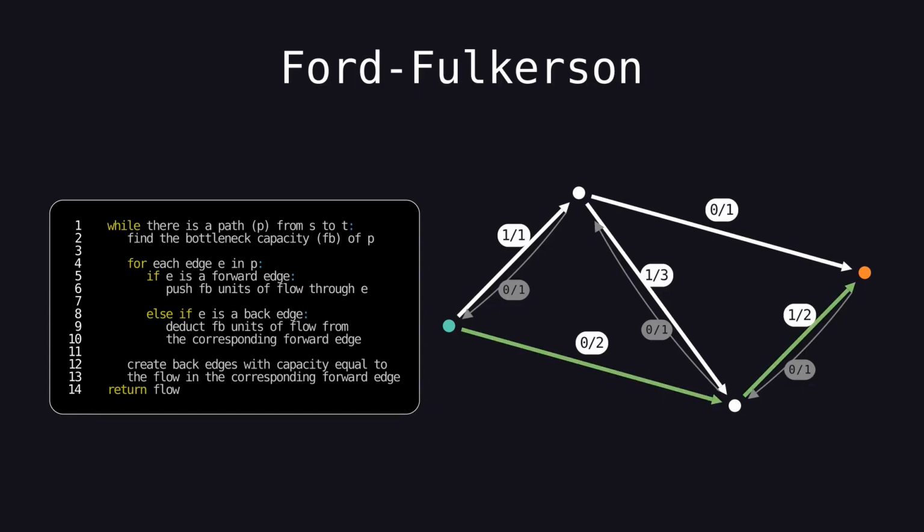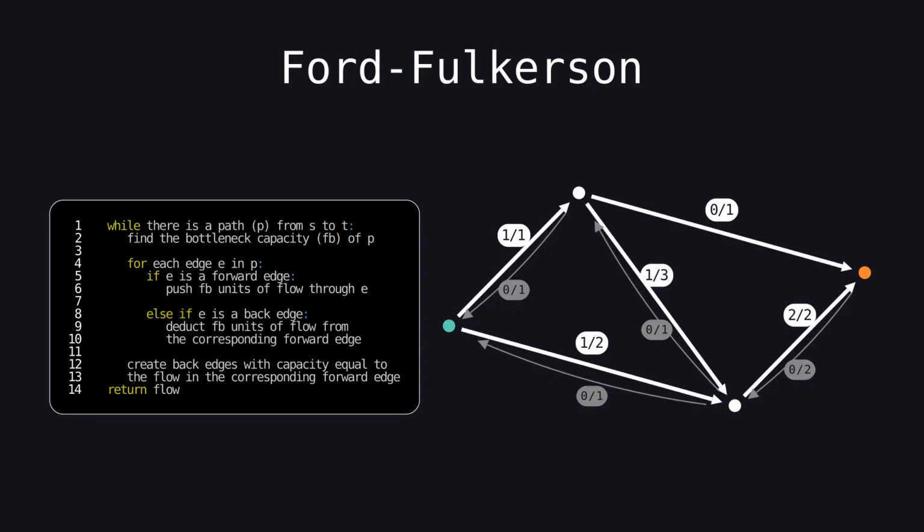Here is another one. The bottleneck capacity is 1 because the second edge can only carry 1 more unit of flow before it's at capacity. So push 1 unit of flow through this path. Note that the flow through the second edge is 2 now, so we need to update the capacity of the back edge to 2. This is because we can correct up to 2 units of flow now. And draw the back edge for that first edge in the path with a capacity of 1 since the flow is 1 through that edge.